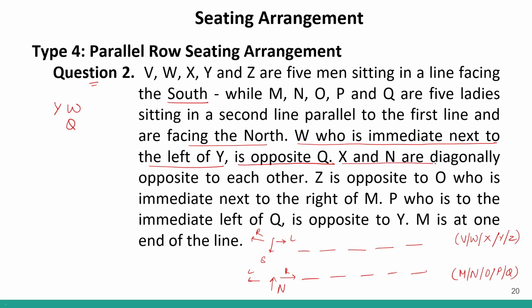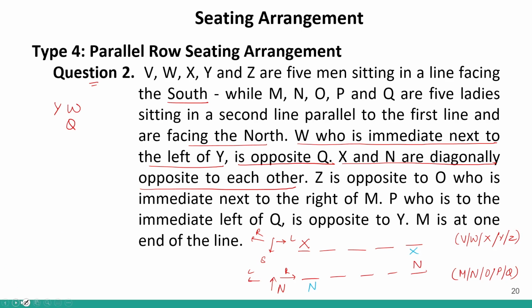It is given to us that X and N are diagonally opposite to each other. So, X can be over here, N can be over here. Other possibility also let us take. Other possibility is X can be over here and N can be over here. Okay, this is your other possibility because they are diagonally opposite.